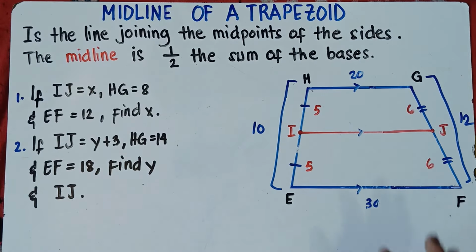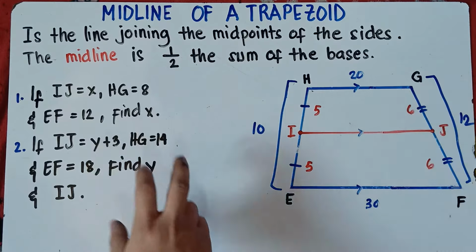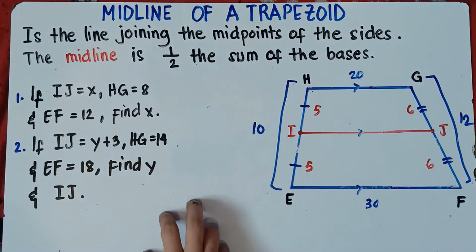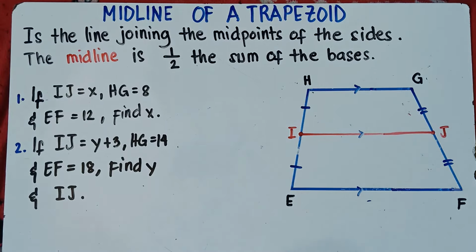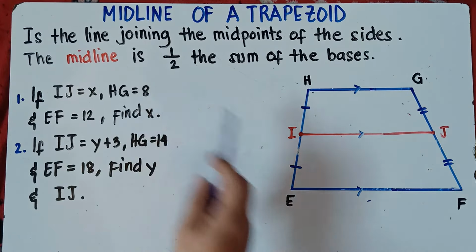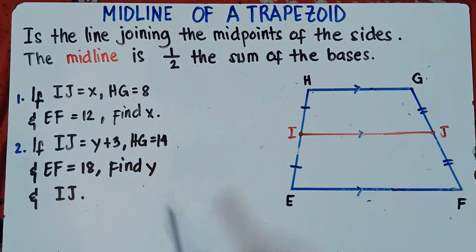Alright, so we're all set. If you understand this one, class, we will be solving problems, and we will give more examples for you to really understand how to solve the midline problems. Alright, so let's start with number 1. If IJ is X and HG is 8 and EF is 12, find X.